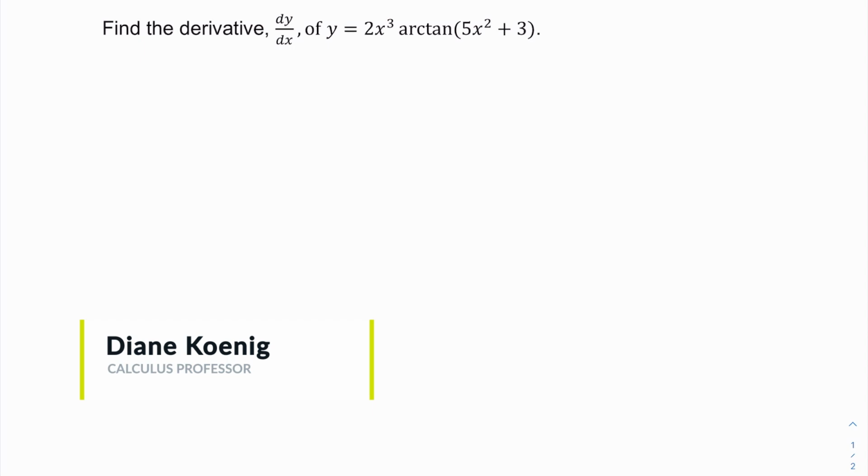Welcome to the video on how to find a derivative dy dx of a function that involves an inverse trig function. Now remember, we can use the notation for an inverse trig function with the inverse notation or with arc in front of the abbreviation for the trig function. So involved in this, I see arctan of a ratio.